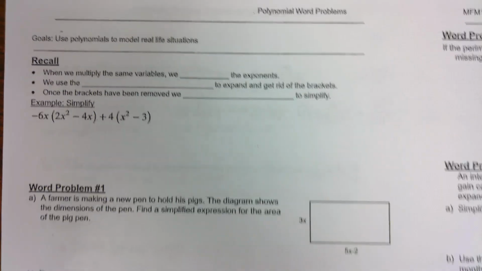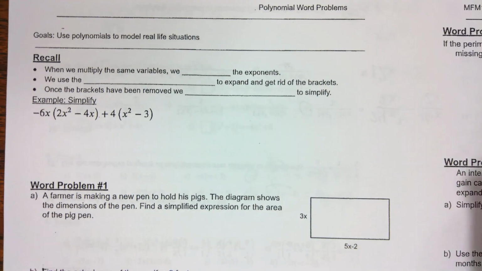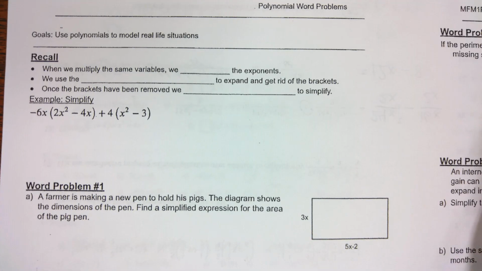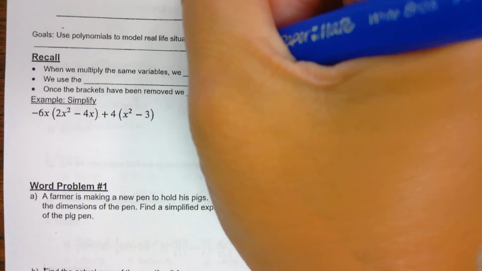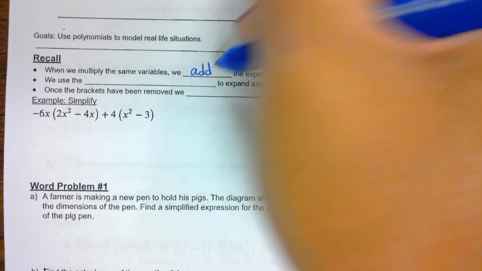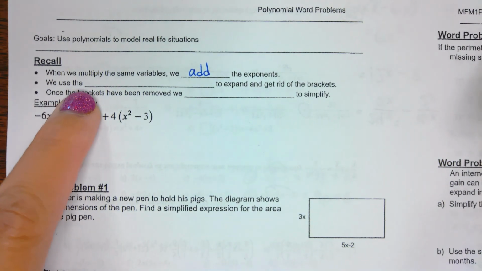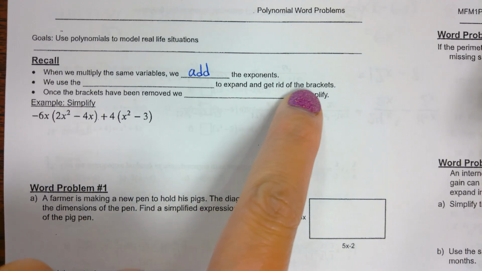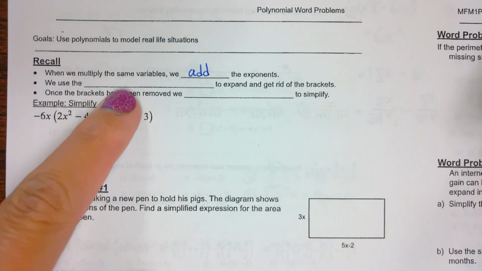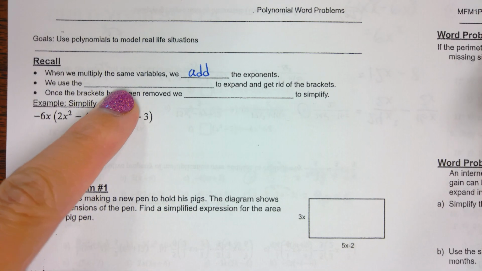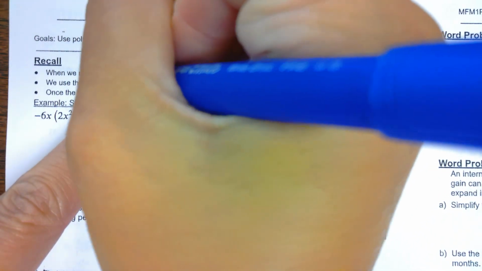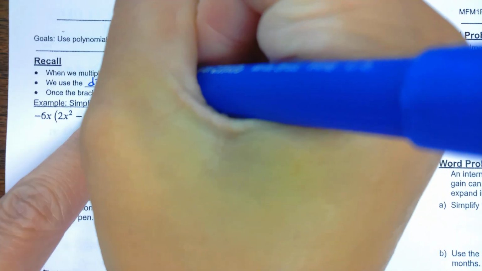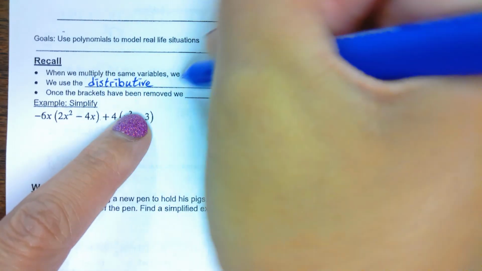Okay, so recall, when you multiply the same variables, what do you do to the exponents? Uvin? Add. Okay. We use the something to expand and get rid of the brackets. Distributive property. That's right. Big word. Distributive property.